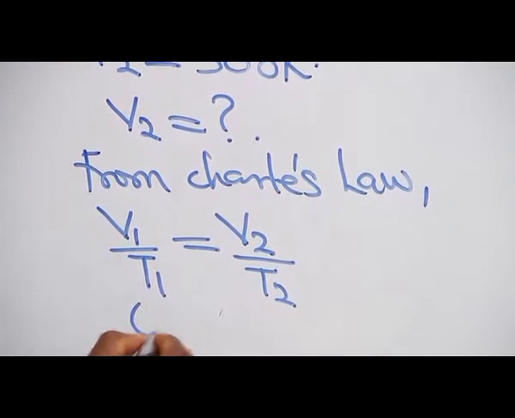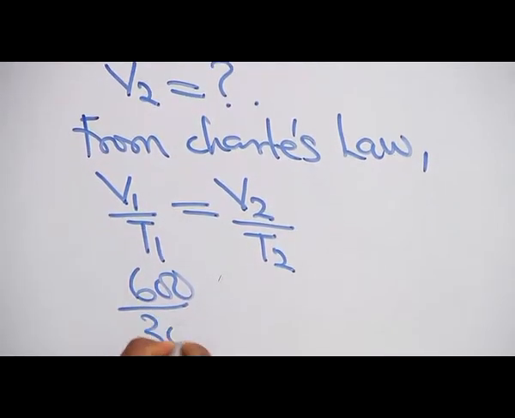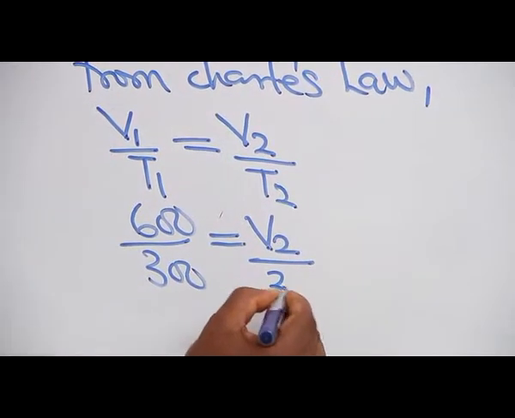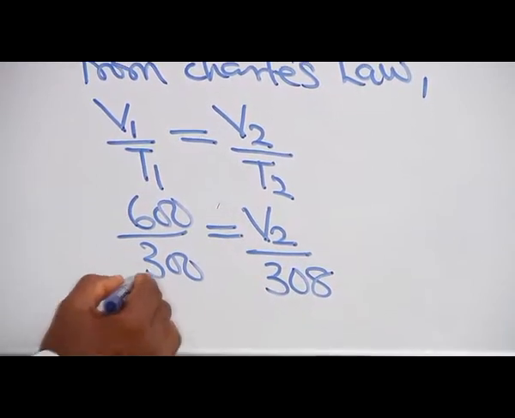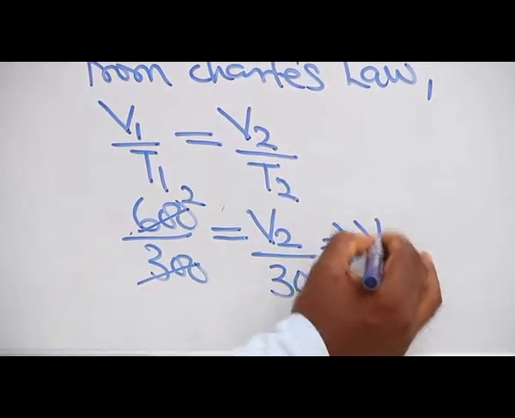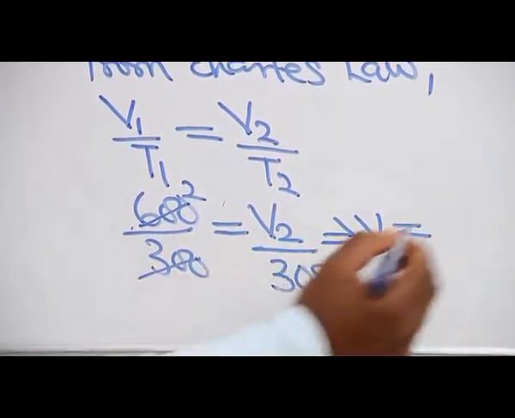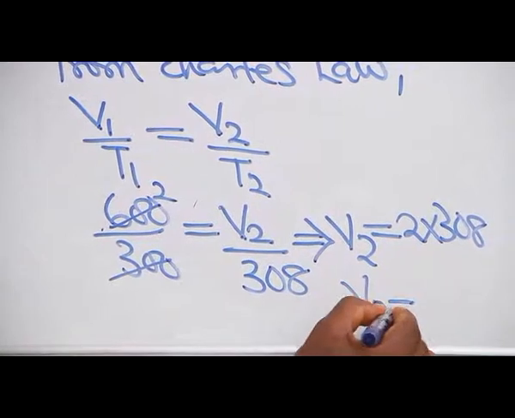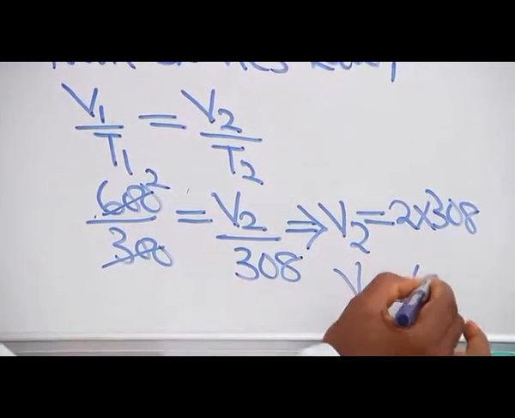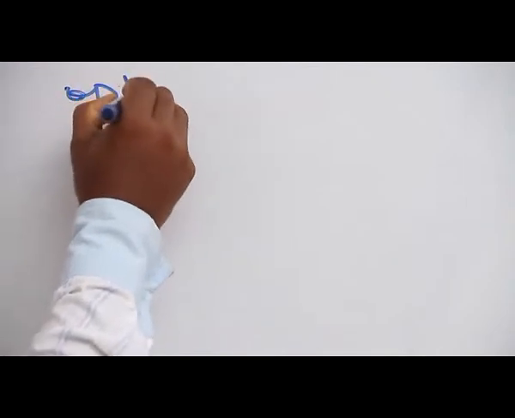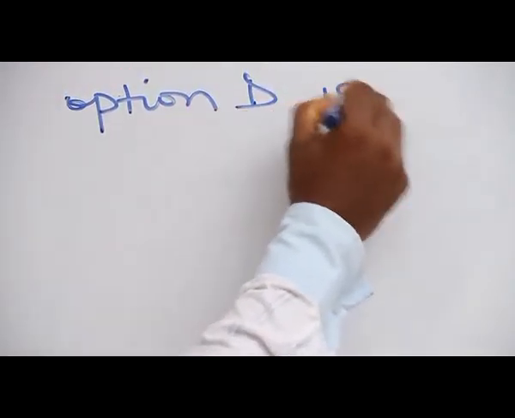So V1 is 600, T1 is 300, V2 is what we are looking for, and T2 is 308. 300 we cancel here to give you 2. This means that V2 is equal to 2 times 308. V2 is 616 cm3. By this calculation, option D is correct.